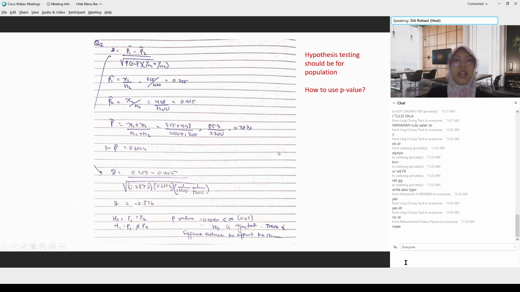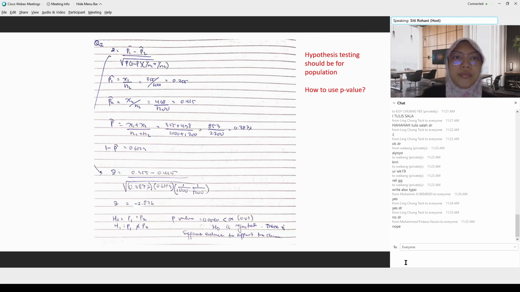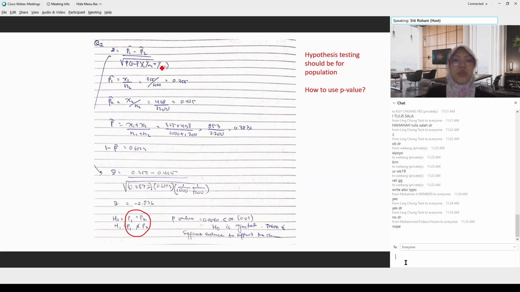Another one. Alamak, mana yang ni, kesalahan ni? Ke yang ni? Kejap. Yang ni. Hypothesis testing should be for population, class. This one is for what? This one is for sample. So the correct one, you should use this symbol, the pi. So pi is for population. This one is P. P is for sample, not for population.